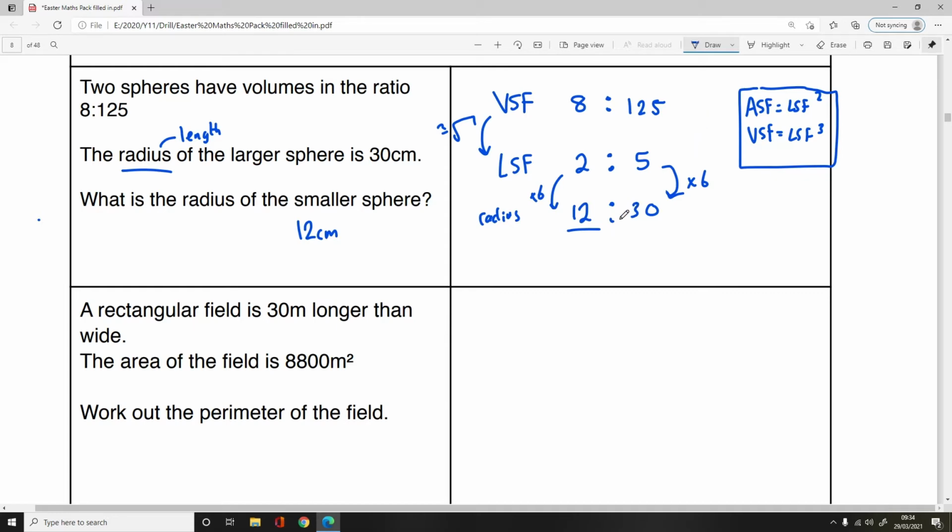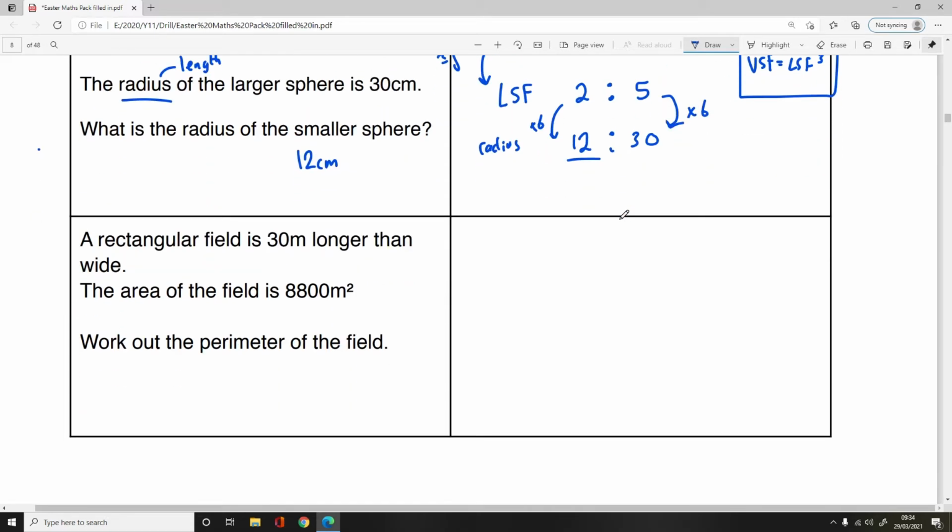Okay, last one here is probably a little bit of algebra. Now you could do this with trial and error, you absolutely could, and I think I've spotted what the answer is going to be. But let's assume we can't. How would we do this if we couldn't see the answer? We'd have to use the factor to rectangle field to draw a rectangle. 30 meters longer than wide, so let's call the width x and the length x plus 30. And then the area is 8,800.